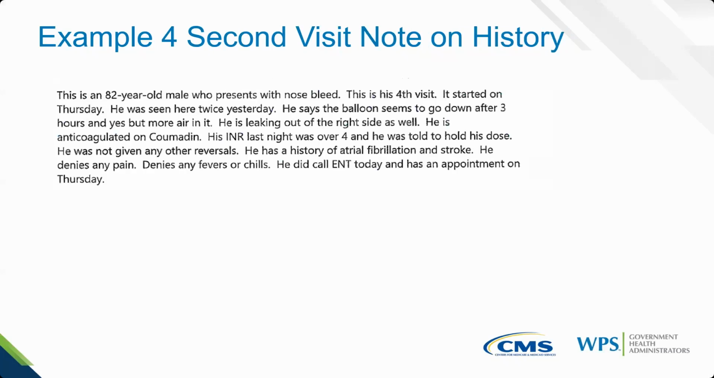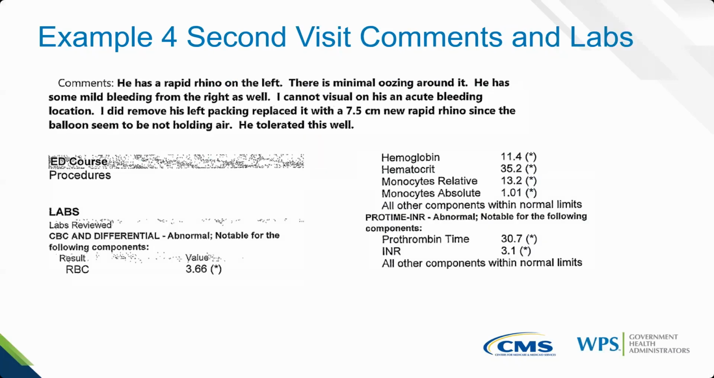So here's our notes on the history. It mentions the continuing episode of the nosebleed. The patient is taking his Coumadin. The INR has been reviewed and it is too high. Patient was previously told to hold his dose, not to continue taking that until the nosebleed actually stops. So now we have some comments and then we have labs that have been taken for this one. So for this visit, we have the testing, the red blood cell count, hemoglobin, hematocrit, the INR test as listed there, etc.